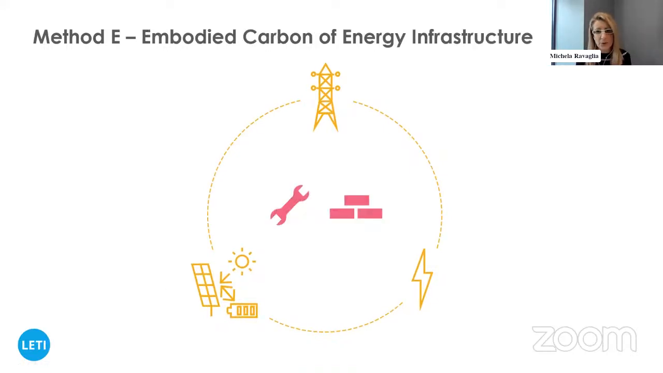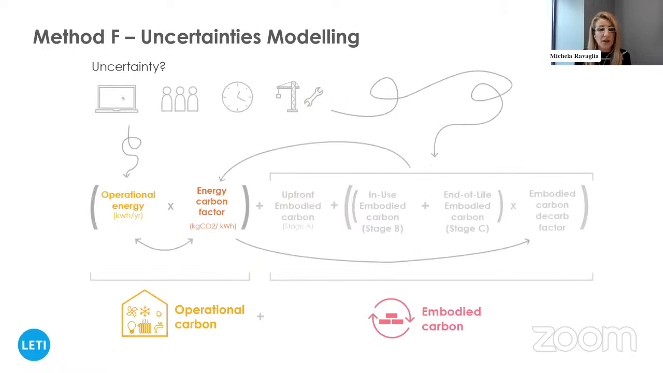Method E considers an approach that includes the embodied carbon of energy infrastructure. And finally, F is the overarching modeling uncertainty that is applicable to all methods. This subgroup explores uncertainty around the whole life carbon modeling and how to acknowledge this. This group proposed uncertainty bookends that illustrate the scenario of non-decarbonization or full decarbonization of the grid, and which also form part of the workstream recommendation.